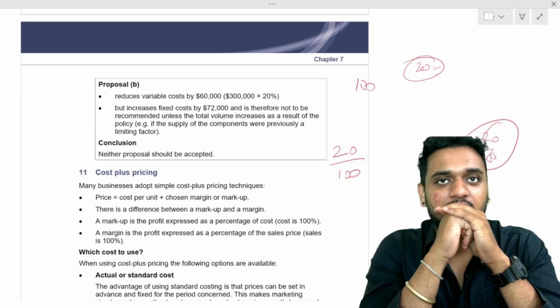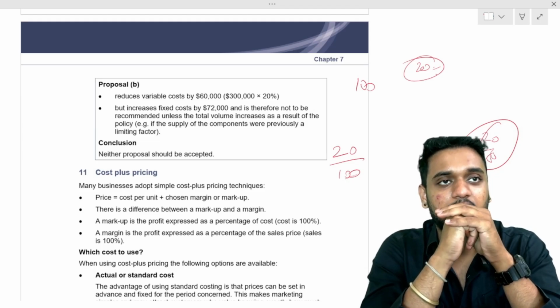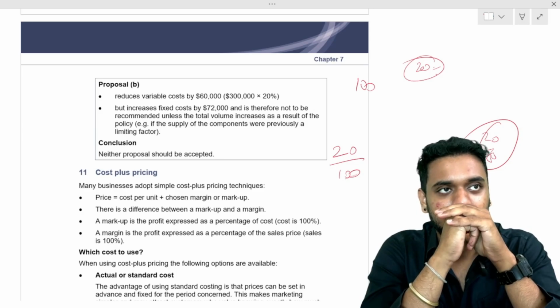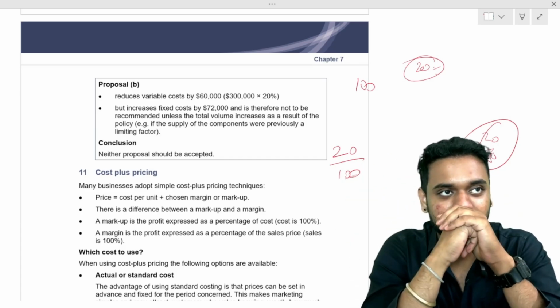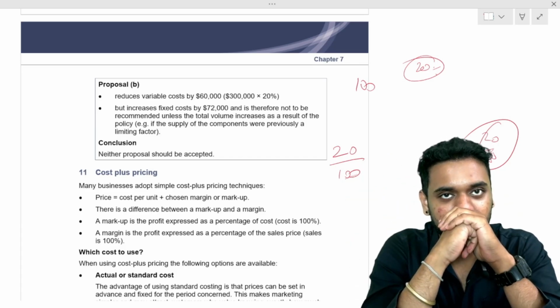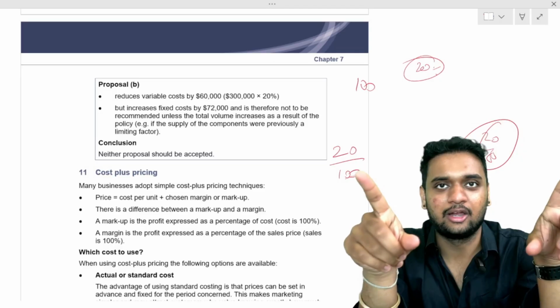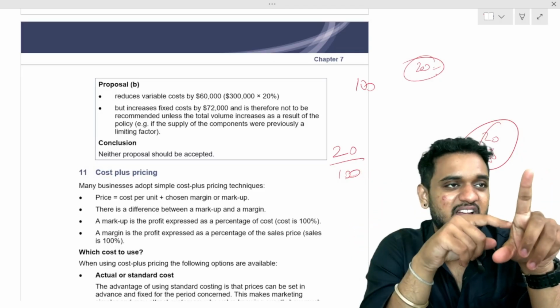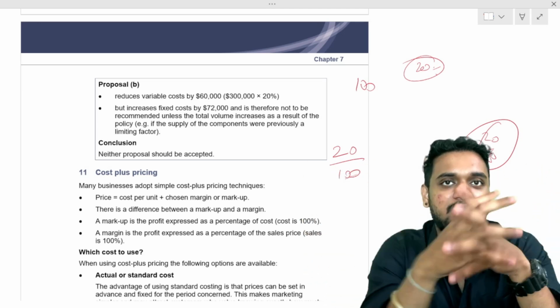Margin is 30%. Find the markup. Tell the fraction terms. 30 divided by 100 minus 30, which is 30 divided by 70. Margin to markup, you subtract. Yes, sir. Margin is 30 by 100, 30 by 100 minus 30, 30 by 70.